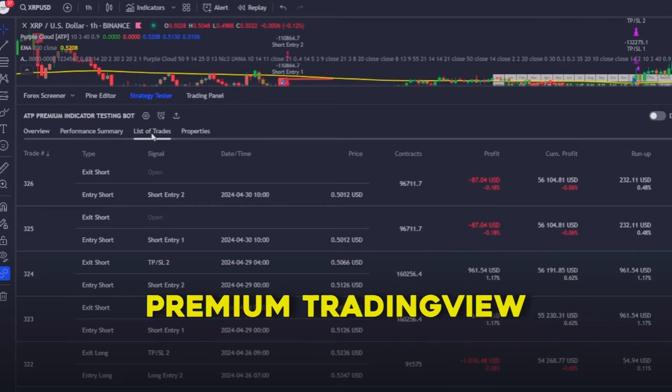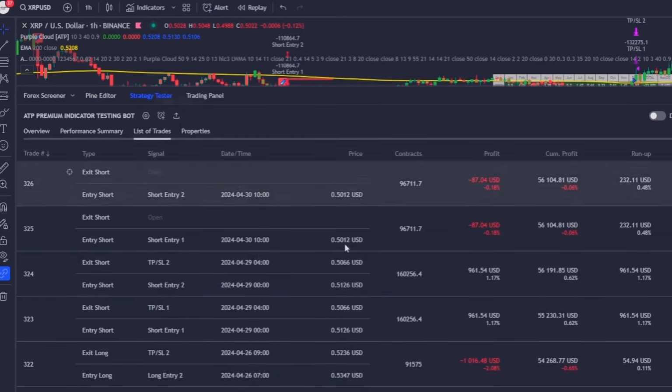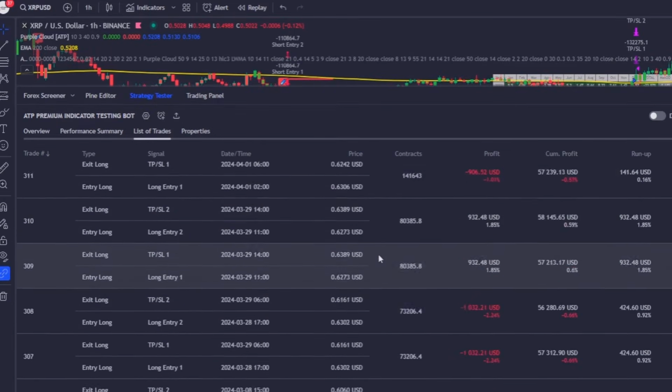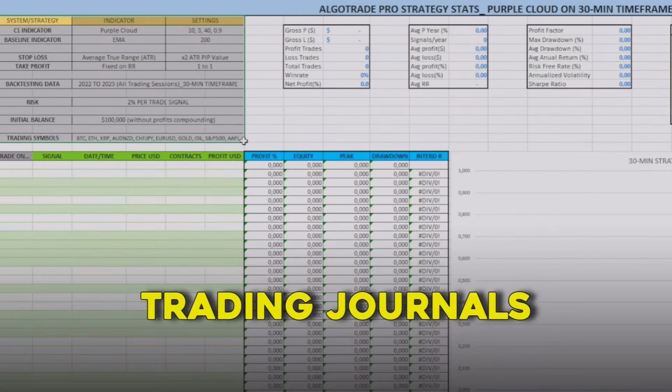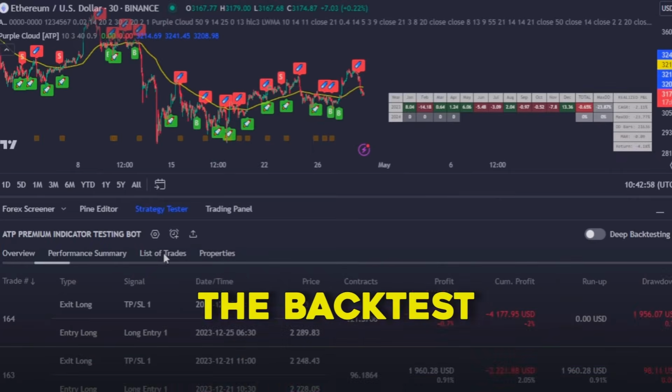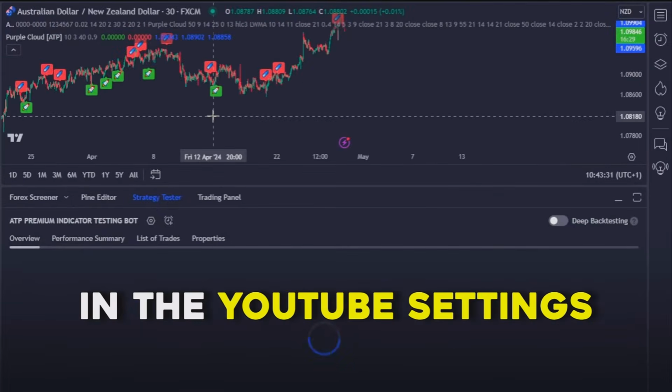And because I have the premium TradingView plan, I can download all the trades the bot takes, and that's what I'm going to do to create the trading journals. I will speed up the backtest, but you can slow it down in the YouTube settings. I see you in a minute.